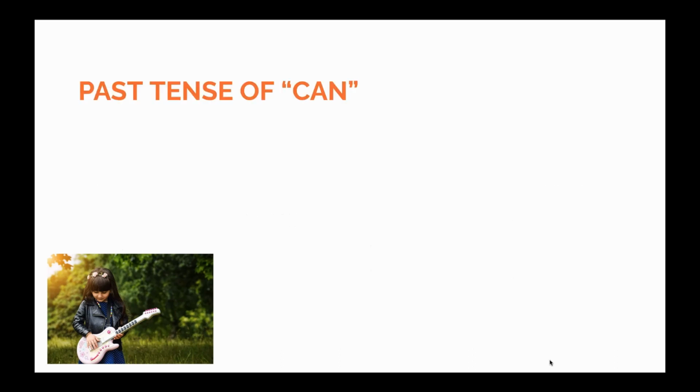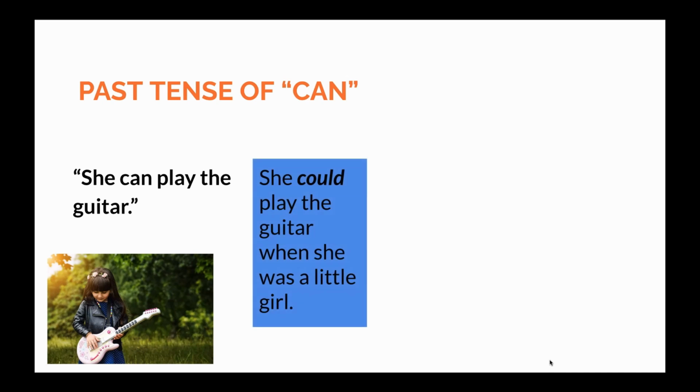But let's start with the past tense of can. So can you really say, okay, she can play the guitar now, but in the past she could play the guitar when she was a little girl? Is that the past tense? Well, in this case, yes, because as you notice, I added when she was a little girl. That helps us to verify or to make sure that this context in this sentence is in the past. She could play the guitar when she was a little girl. Maybe she still plays the guitar, maybe she doesn't, but she could play it when she was a little girl. So yes, you could say that in this case it's the past tense.